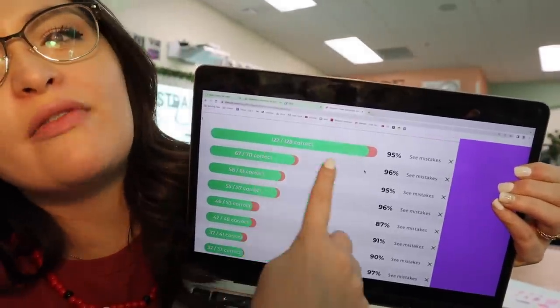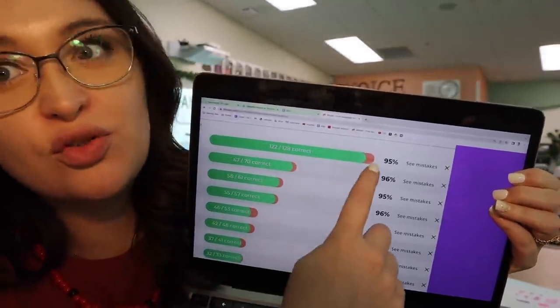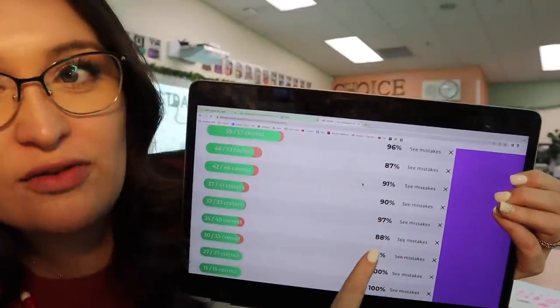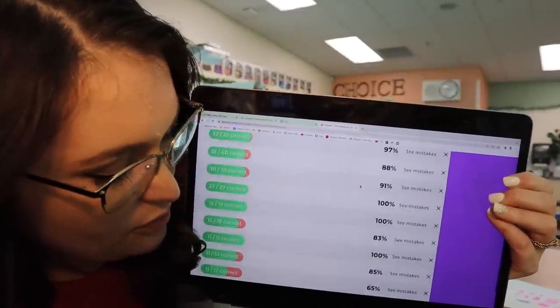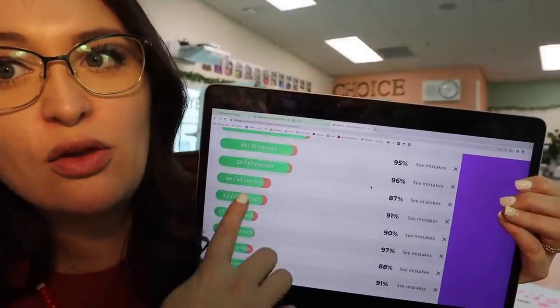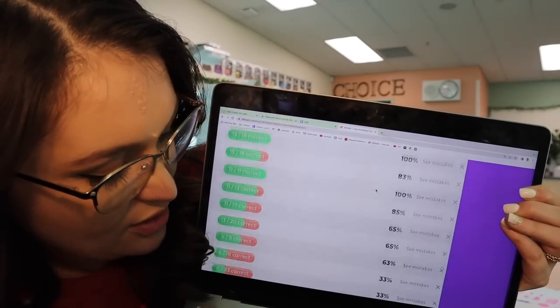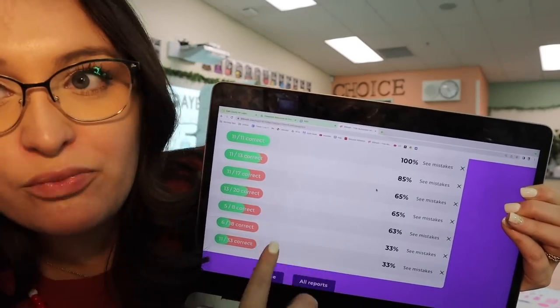So this student is solving more problems than other students are. They're just really fast with these math facts. But it also gives you the accuracy. And you can see my kids who are doing it, even though they're not doing as many problems, they're still being accurate. But it also breaks down the individual report. And then you get down here to these ones who are just struggling with it, which they still think it's fun. So it'll break down the report even more for you.